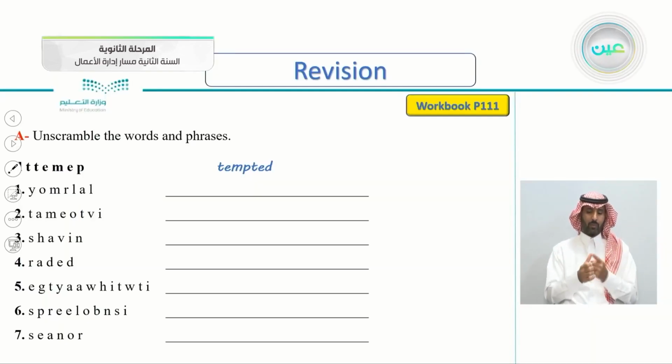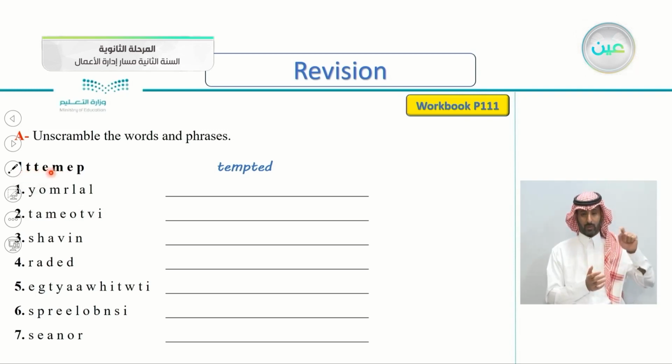The first one you can see here is already done for you. A-T-T-E-M-E-P, and the correct word is tempted. The correct word, or the unscrambled word, is tempted.